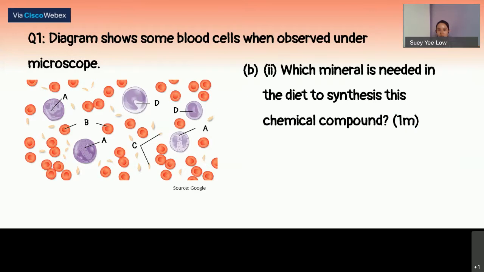So next question is basically a continuation from the previous question. It says which mineral is needed in the diet to synthesize the hemoglobin. If you remember, we said before, hemoglobin has ions. What kind of ions? The ions is iron. So basically, you have to eat more spinach in order to get iron from the diet, in order to help build up your erythrocyte.